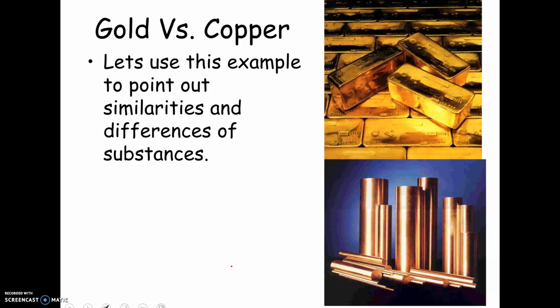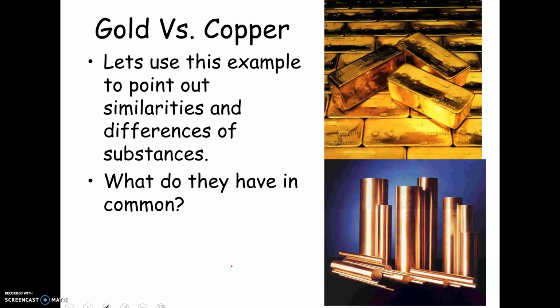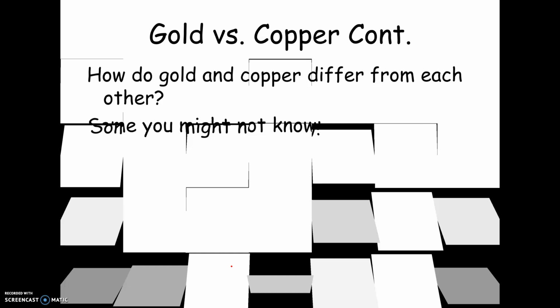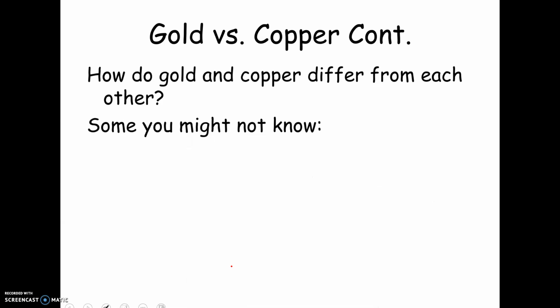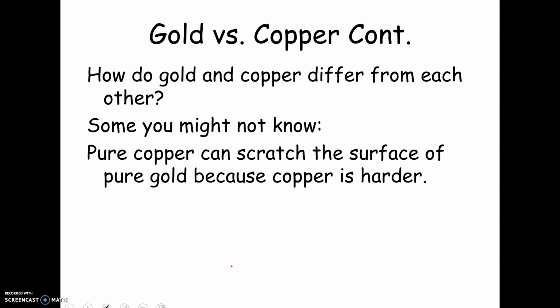If we think about an example of this, let's look at gold and copper. So we did this in class and we talked about some of the differences between gold and copper. Some of the things they had in common, they were both shiny. They were both metals. They're both solids at room temperature. Some of the differences we talked about, they're not exactly the same color. They actually don't have the same melting point.